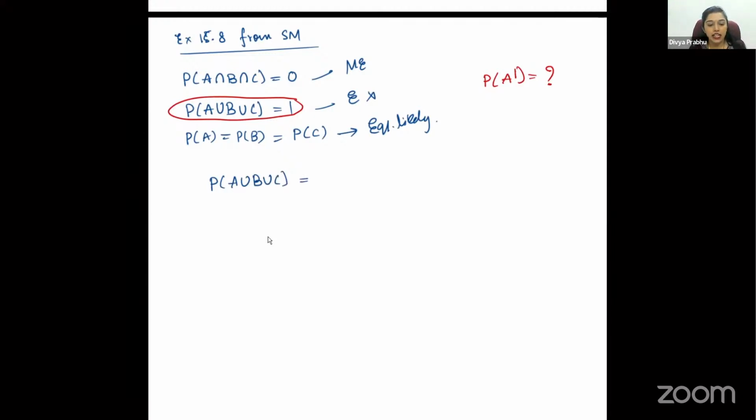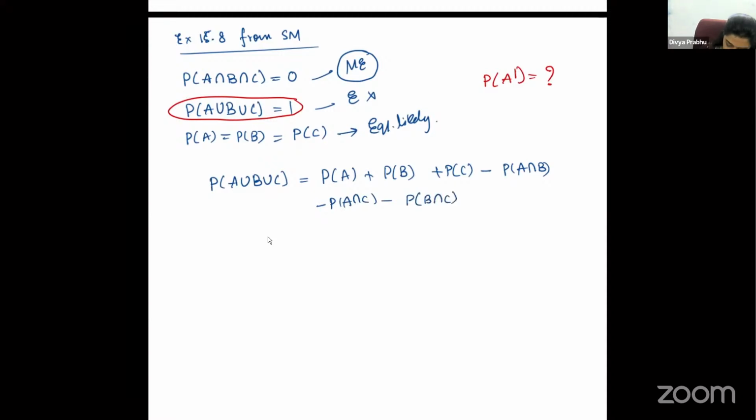Now understand, if the events are mutually exclusive events, which means that their intersection will always be equal to 0. Can you tell me what is the actual formula for P of A union B union C? It will actually be P of A plus P of B plus P of C minus P of A intersection B minus P of A intersection C minus P of B intersection C plus P of A intersection B intersection C. This is the actual formula for P of A union B union C.